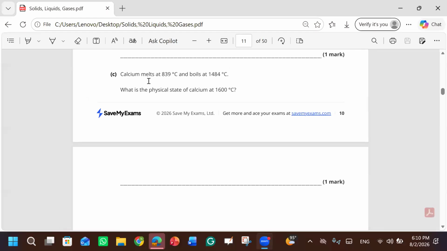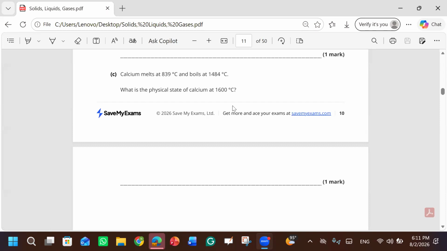Calcium melts at 839 degrees Celsius and boils at 1484 degrees Celsius. What is the physical state of calcium at 1600 degrees Celsius? They're saying it will boil at 1484.